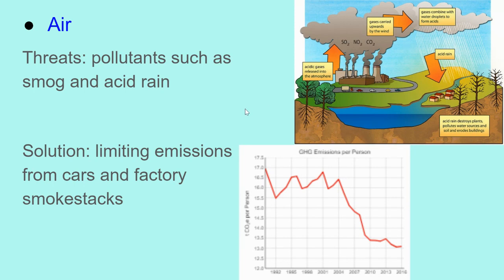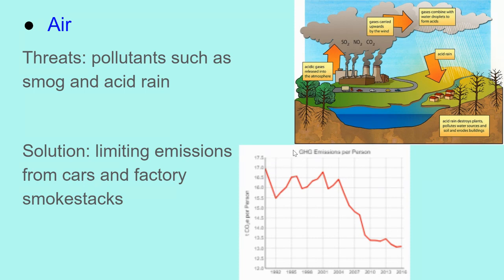So, something that we can do, or that we even have been doing, is limiting emissions from cars and factory smokestacks. So, we've installed different filters and come up with more sustainable ways to do our industry and movement of farming crops through trucks and things like that. And we've actually started to lower our greenhouse gas emissions, like carbon dioxide, sulfur dioxide, and nitrogen dioxide.